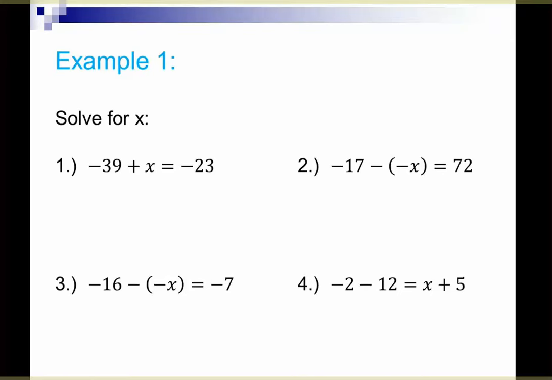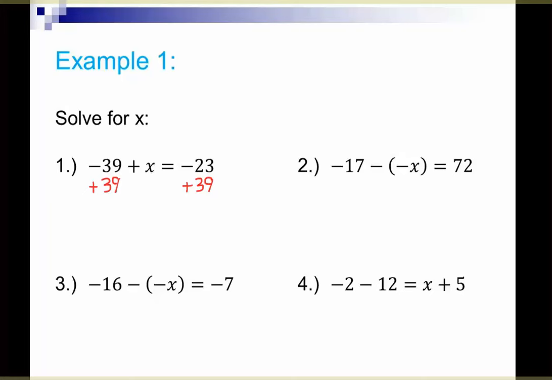Okay, let's see how we did. We'll start with number 1. Negative 39 plus x equals negative 23. We are going to add 39 to get rid of the negative 39. Remember, you're not focused so much on this symbol right here. It's like, how do we get rid of negative 39? Well, we're going to add 39. And what we do to one side, we must do to the other side of the equation. And remember, that equal sign, that's kind of like midfield.